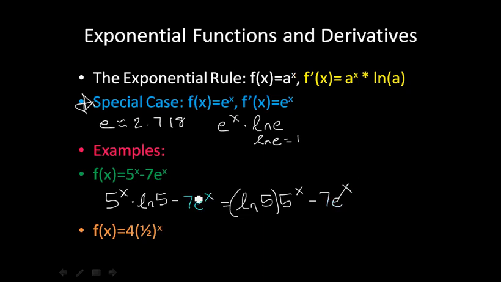Now, you could have left it in that form, it doesn't really matter, I just prefer to write it with parentheses. So on to the next problem here. That's just a constant, so we multiply it out. And then remember, we multiply it by a, which in this case is 1/2, or the natural log of a. So we get 4 natural log of 1/2 times 1/2 to the x.